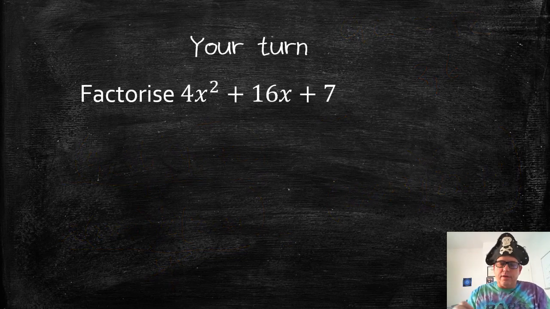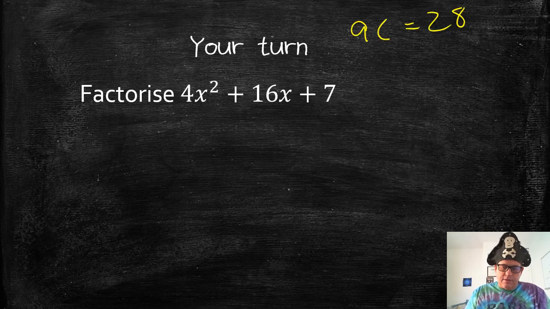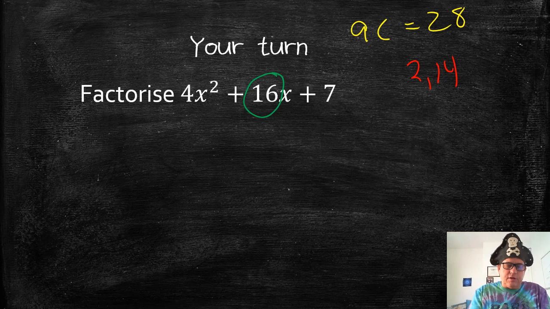Okay, one last quick example. AC, 4 times 7 is 28. So I'm looking for things that multiply to 28 and add to 16. 1 and 28, 4 and 7, 2 and 14. My numbers are going to be 2 and 14. 2 times 14 is 28, 2 plus 14 is 16. So we're going to factorize.